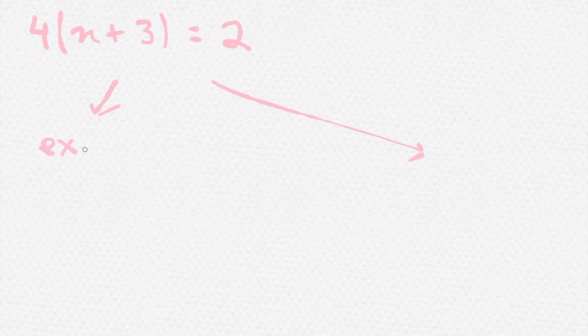Next question is 4 open bracket x plus 3 close bracket is equal to 2. Now, there's two different ways to do this. I will not be going through this in this video. Hopefully, tune in next video and I will explain. The two ways are either expanding or by simplifying the left-hand side.